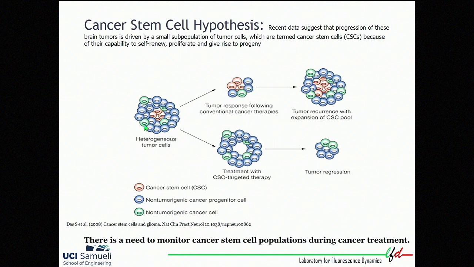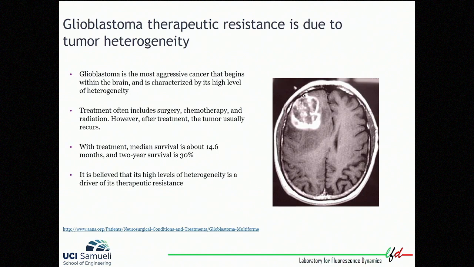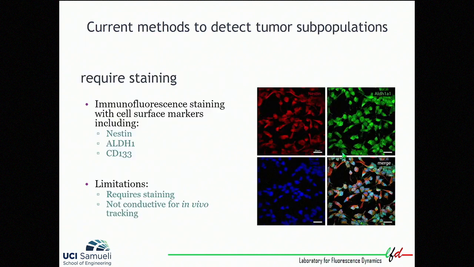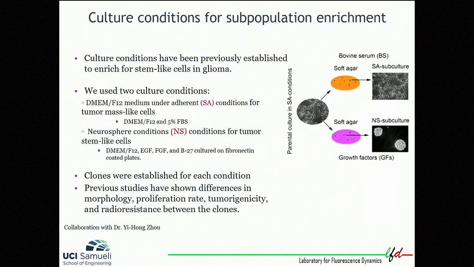a small subpopulation of tumor cells, which are called the cancer stem cells because of their capacity to renew. Glioblastoma in particular has therapeutic resistance due to tumor heterogeneity, and these cells are very difficult to target. They require staining for surface markers, and this is a limitation because the subpopulations of these glioblastoma cells are not easily detected unless you do staining or you break them up.